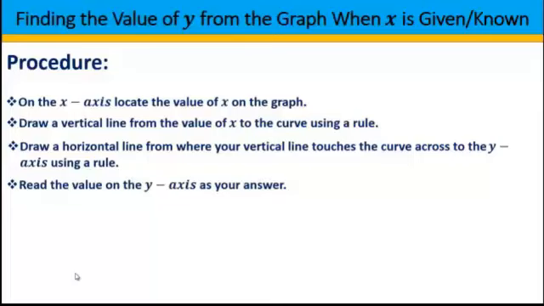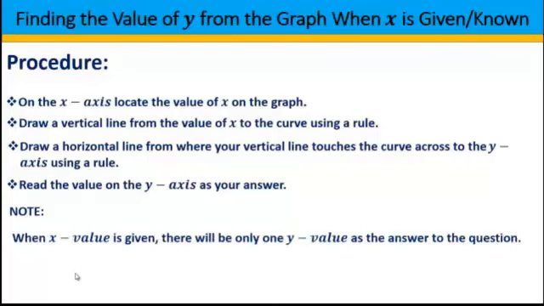Then you read the value of y from your y-axis, and that becomes your answer. There is something you should note. When x value is given for you to find the y value, because x value is given, the y value would have only one answer or one value on the graph, and that would be your answer to the question.